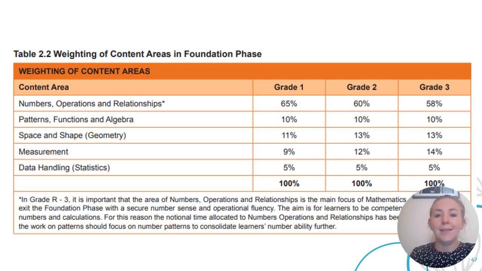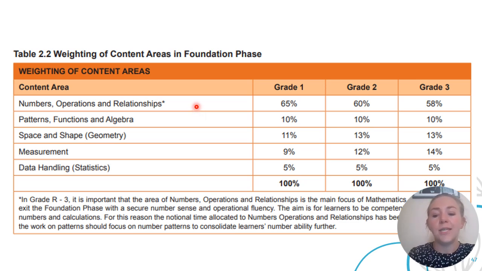So when you look at the curriculum, this is the weighting of the content areas in the foundation phase, grade 1, 2, and 3. If we look at numbers, operations, and relationships, this is the area that we are focusing on in this module. We can see that it's 65%, 60% for grade 2, and 58% for grade 3. That's the weighting content. So the majority of the focus is on number, operations, and relationships.